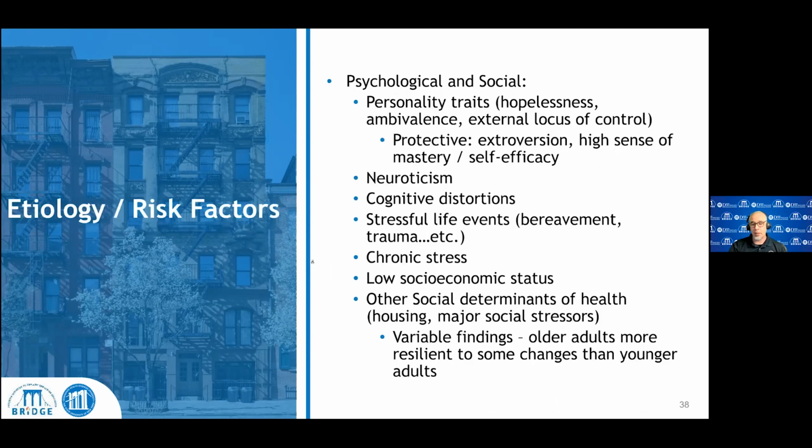And there are a host of psychosocial risk factors, including personality traits, neuroticism, cognitive distortions, as we saw in our gentleman earlier on, right? This negative distortion that the world didn't care about him. Stressful life events and chronic stress, low socioeconomic status. But kind of surprisingly, for other social determinants of health, which are so important to other areas of medical outcome, the findings as to whether they impact late life depression are actually kind of variable. Older adults seem to be more resilient to psychosocial stressors, to the social determinant of health related stressors, than younger adults.